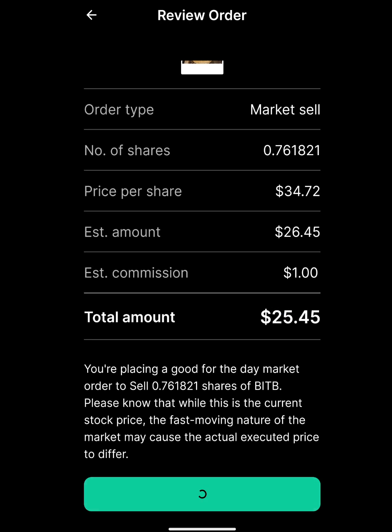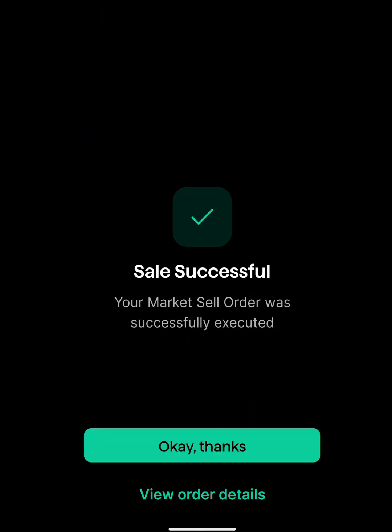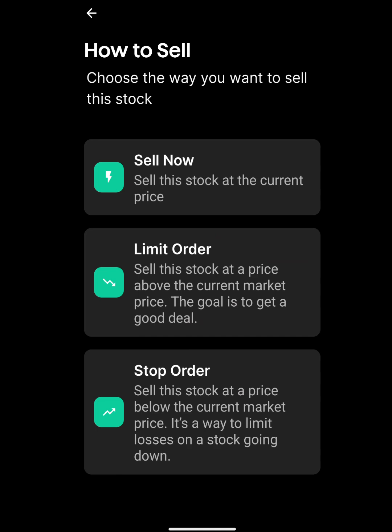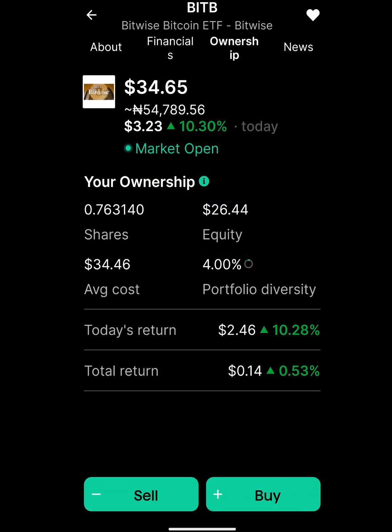and then it starts loading and loading, and then after a couple of seconds it says market successful. I'll click on okay, thanks. If you've seen my previous videos, you know that it's not every time you can sell. I can only sell now because market is open. When market is closed, like in the middle of the night, if you try to sell your shares, you might not be able to. You have to wait for the next day when market is open.